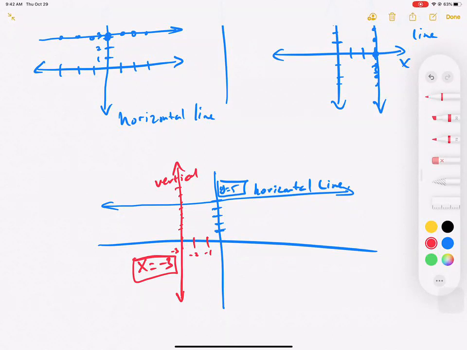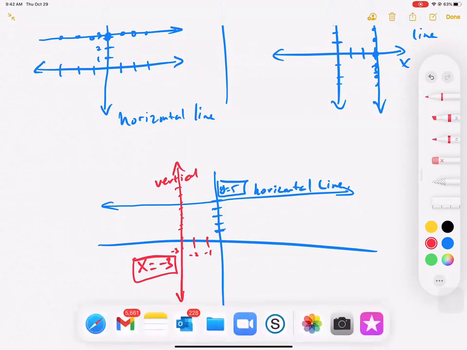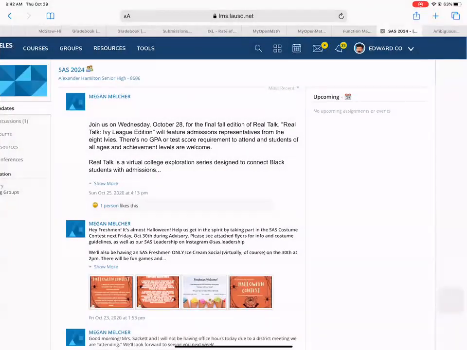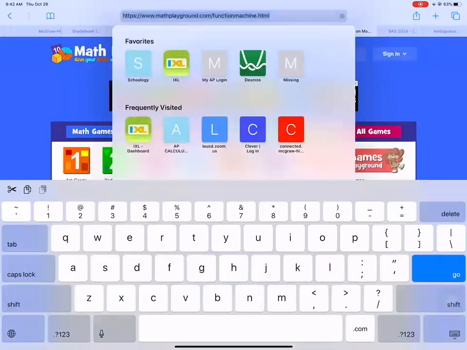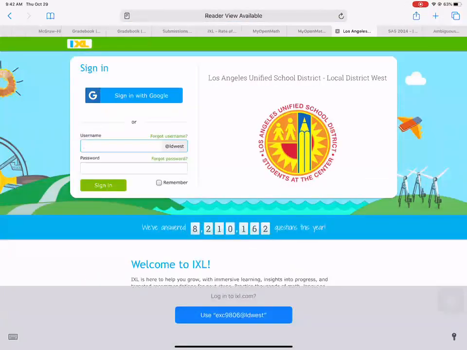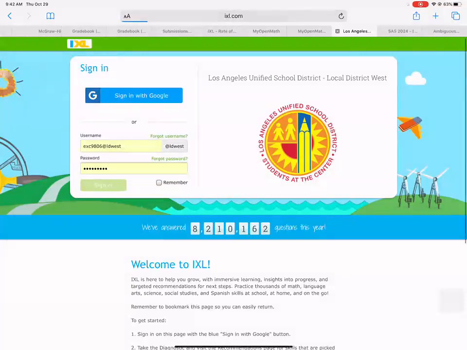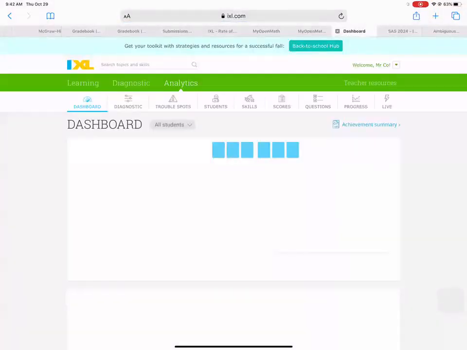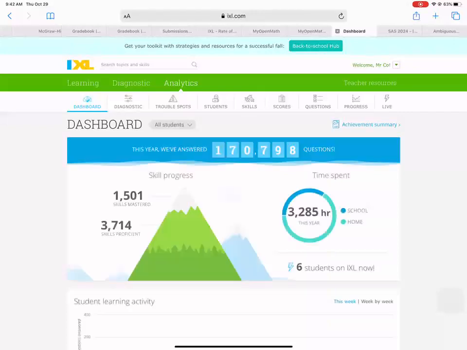Now, hopefully this makes sense. I would go ahead to IXL and practice a couple of these. Number function. And today's homework, you guys are going to work on 18, 19, 20, and K8H.